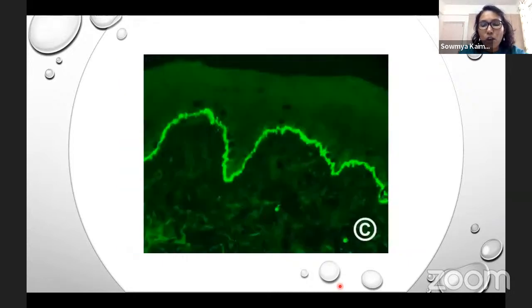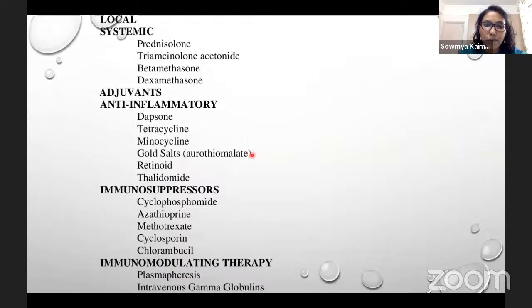Whereas conversely, in your pemphigoid group of diseases, you will see a linear band-like infiltrate in the basement membrane zone. That's because this is a subepidermal blistering disease and your antibodies are targeting the hemidesmosomes, which are located at the dermoepidermal junction. So this is direct immunofluorescence, and this is what is used to diagnose these diseases.